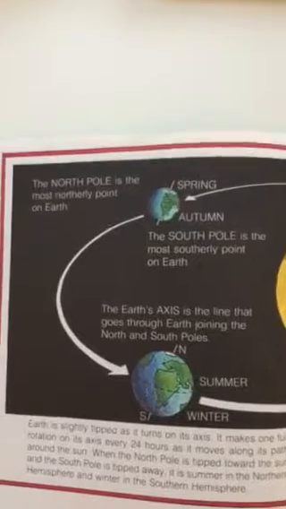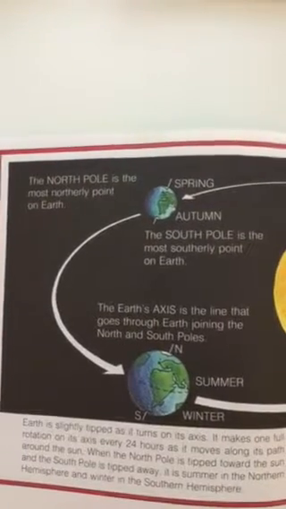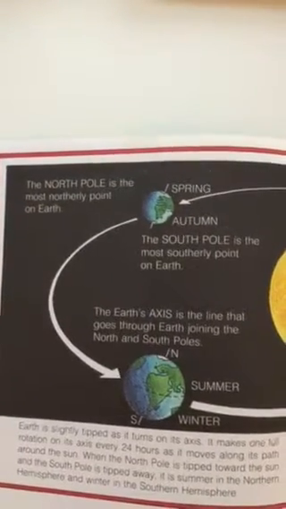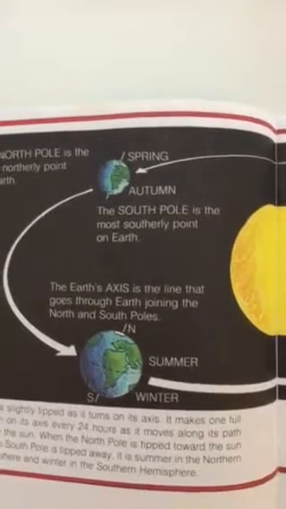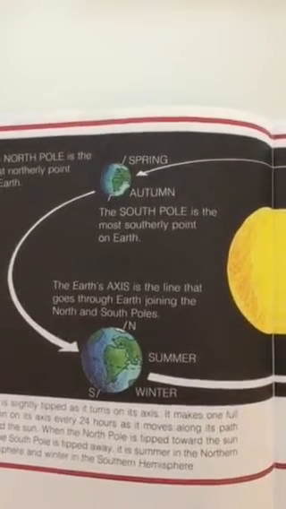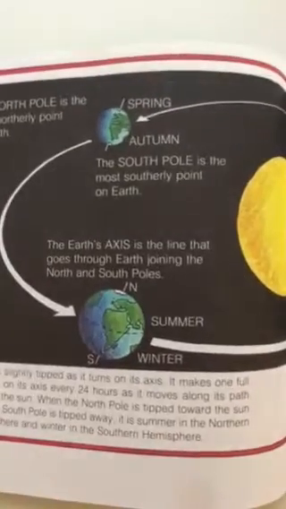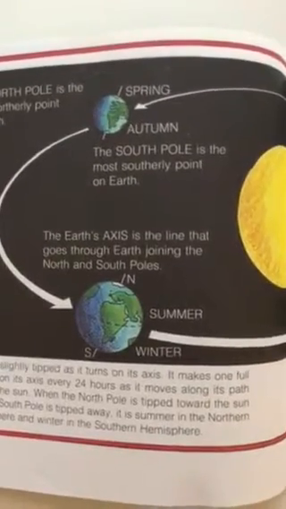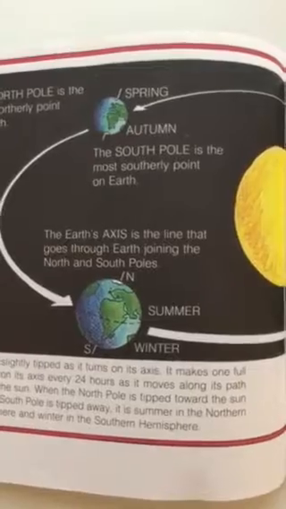Right here it says, the North Pole is the most northerly point on Earth. The South Pole is the most southerly point on Earth. The Earth axis is the line that goes through the Earth, joining the North and South Poles.